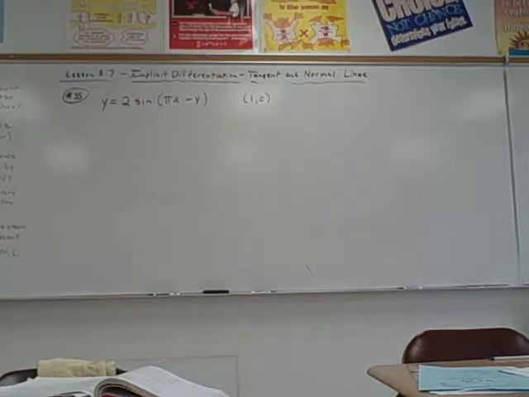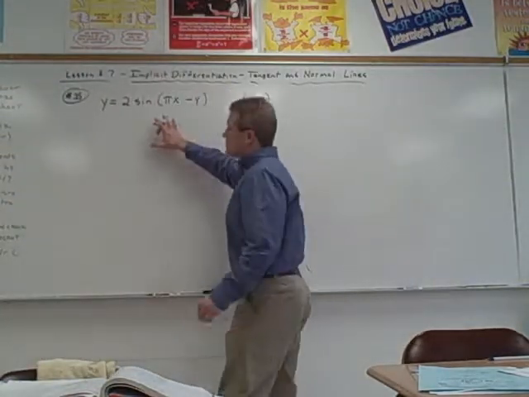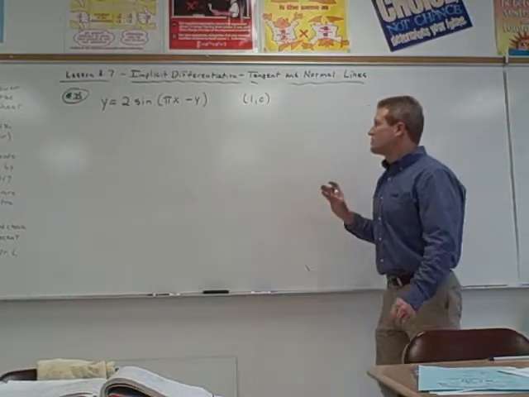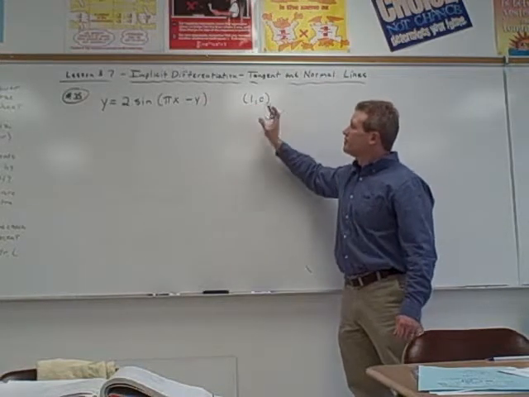All right, this is number 35 on page 155, which is lesson 3.7. We're going to use implicit differentiation to find the derivative, then write the equation of the tangent and normal lines that touch the curve at the point (1, 0).